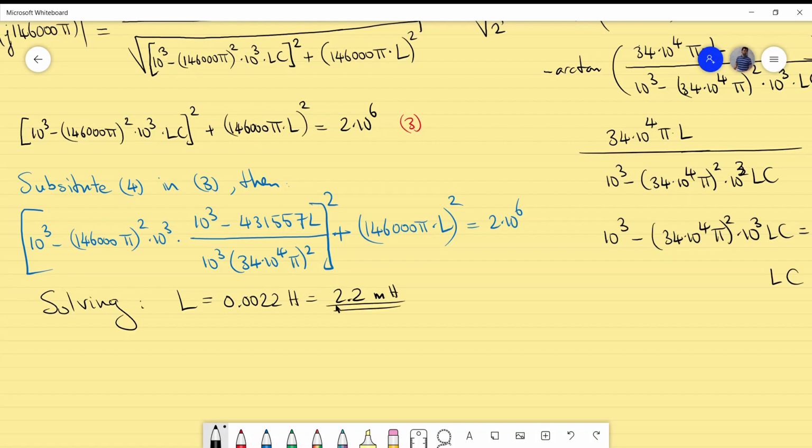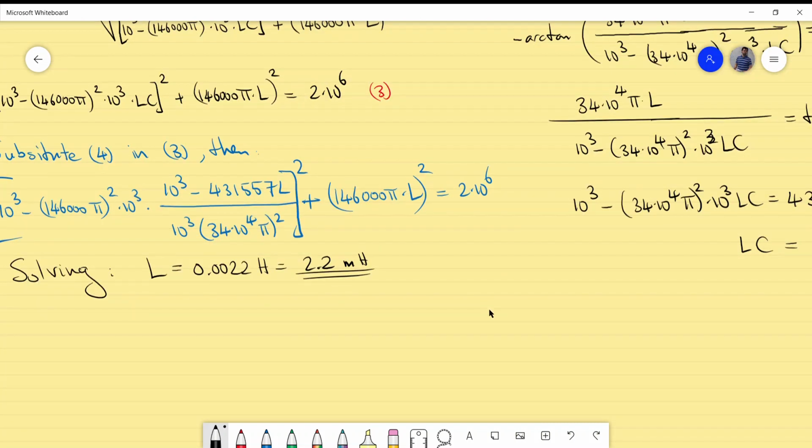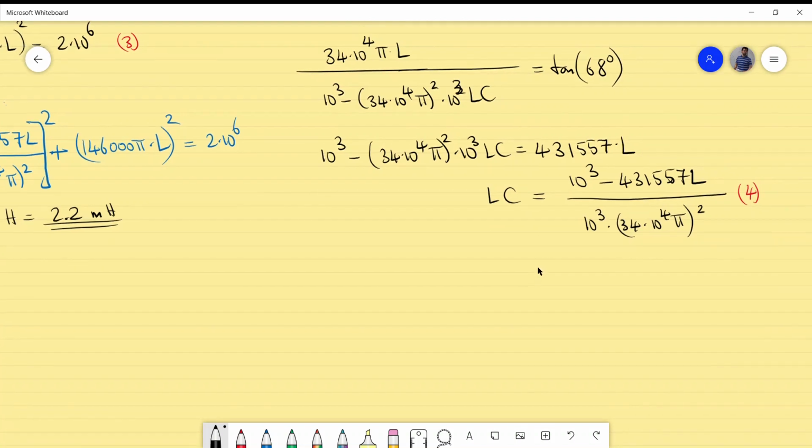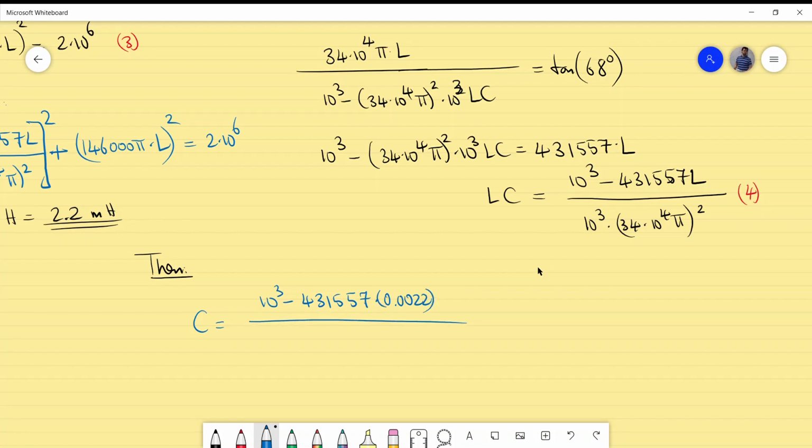The next one is the capacitor C. Now I can use the following expression, just a little bit of rewriting it, and I can calculate C, because how can I now calculate C? I know L, and if I rewrite this, what do I have? Let me show this. So if I now rewrite this, C will be equal to 1000 minus 431,557 L, but L is 0.0022. So we give it in the parentheses. That's actually what we have determined a couple of seconds ago.